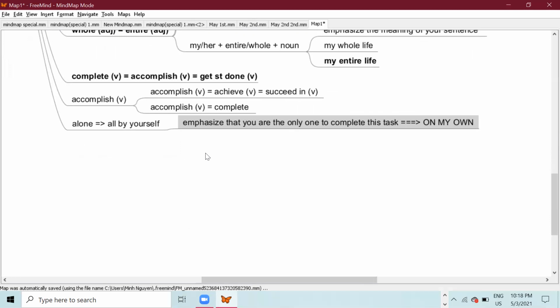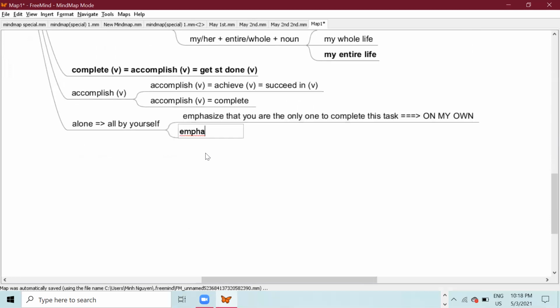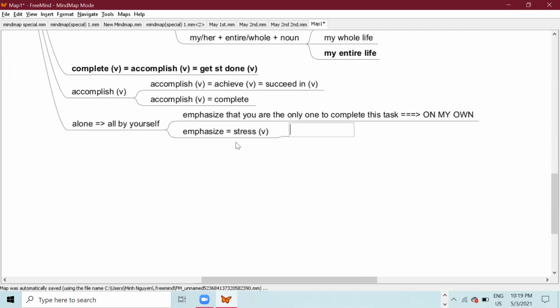For example, we have, oh, you studied this one already, Chan. Emphasize, the same as the word stress. And stress here, don't think about stress as pressure. Okay, so if you think about stress, we have two types.